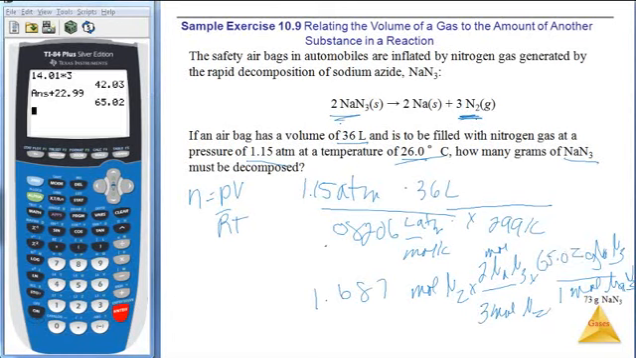Alright, so let's plug and chug. I got 65.02 times 2 times 1.687 equals, divide by 3, keep your fingers crossed, and we get a nice 73 grams of sodium azide. And it looks like I want 3 sig figs.